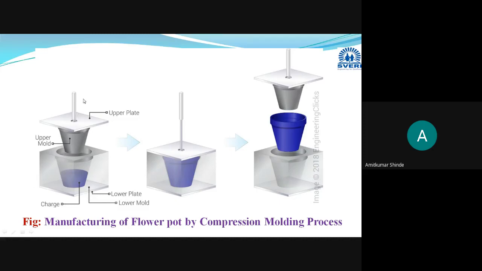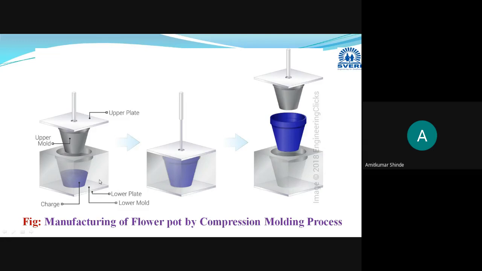Here, this is your upper mold, and this is the lower mold. For supporting that mold, one lower plate and upper plate are provided in this specific manufacturing of the flower pot. Then you have to pour the charge. Whichever blue color part is provided here is termed as the charge. Charge or raw material is taken in the lower mold half.